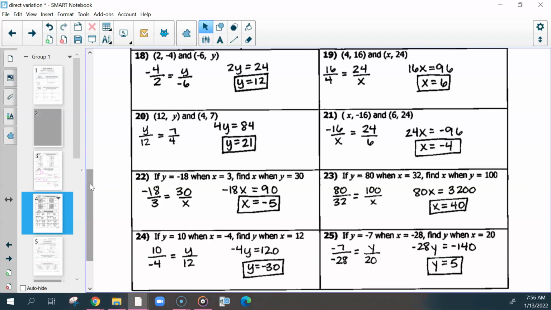19 was x equals 6. 20 was y equals 21. 23 was x equals 40. 24 was y equals negative 30. Anyone have questions on those or need to see any of those the other way?